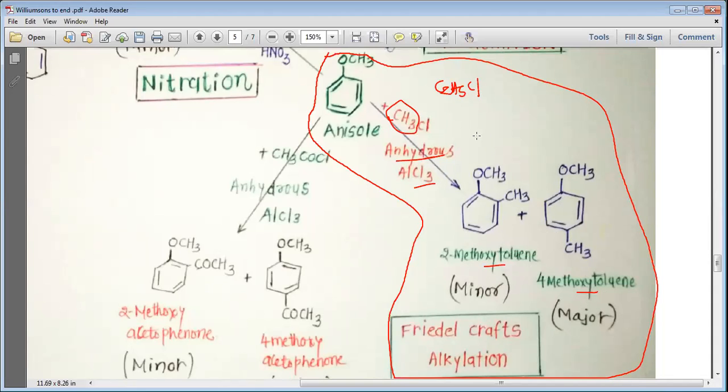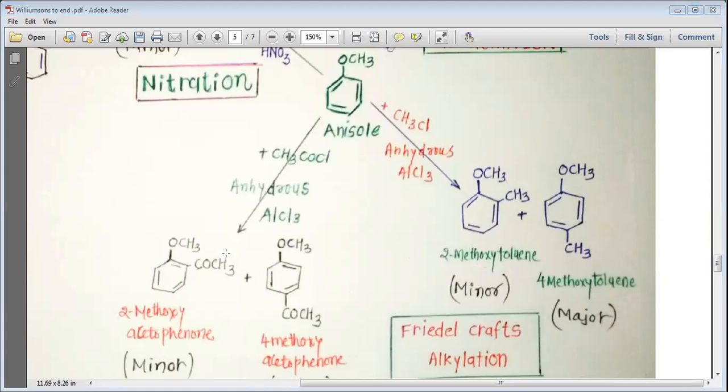We can even call them 2-methoxytoluene and 4-methoxytoluene, that is, ortho-methoxytoluene or para-methoxytoluene. You can easily understand that due to steric hindrance, the ortho-methoxytoluene is minor, whereas the para-methoxytoluene is going to be the major product in this case.